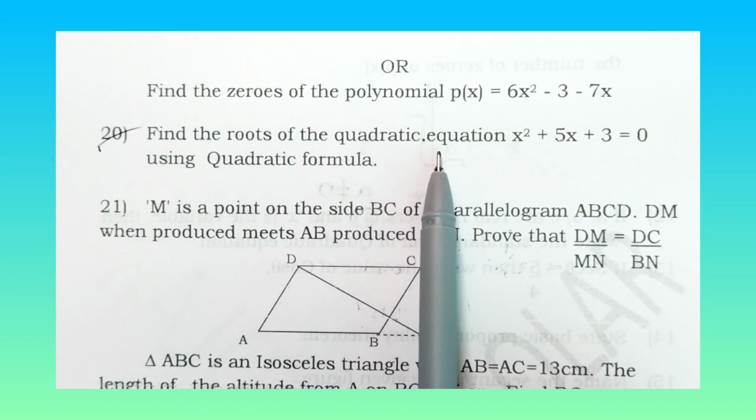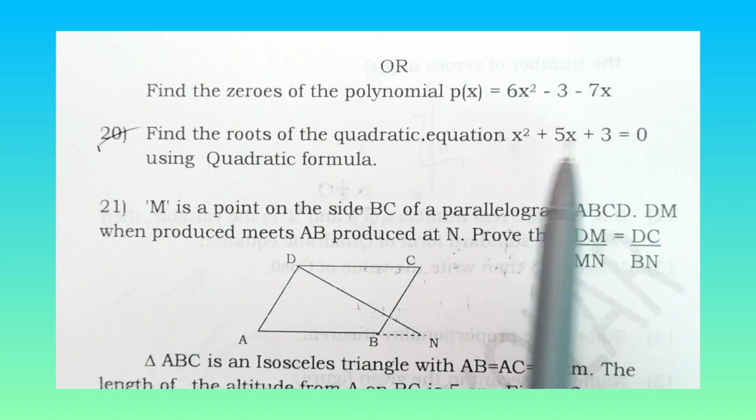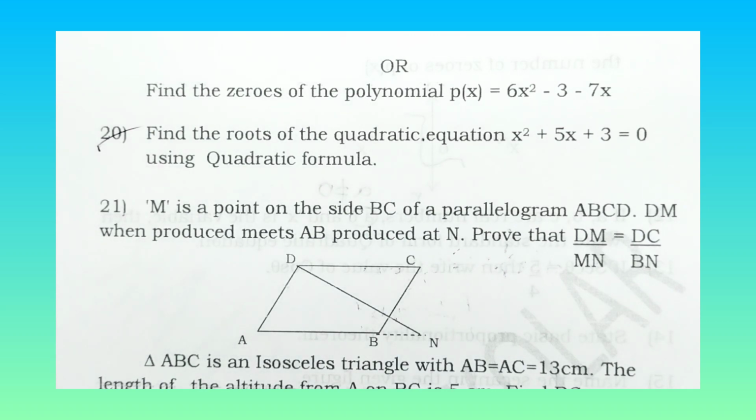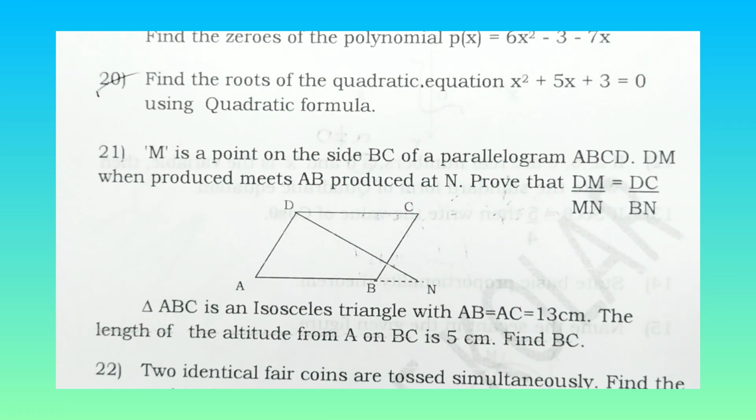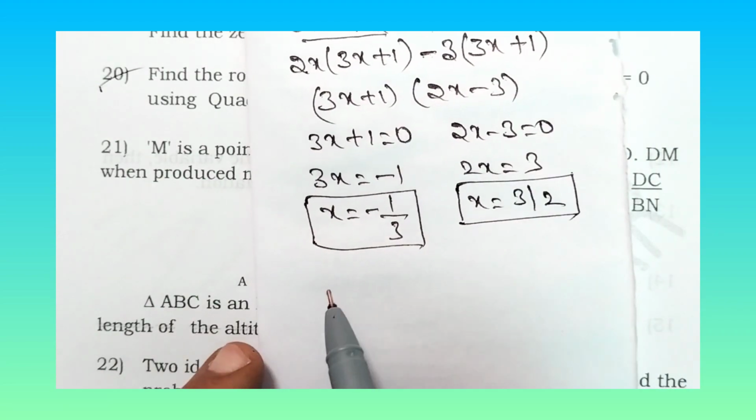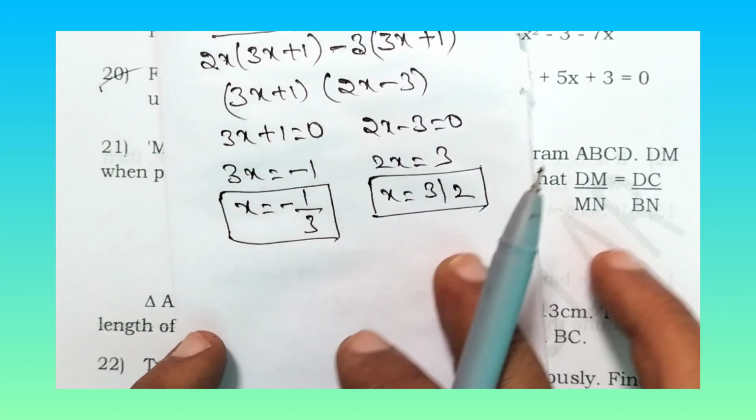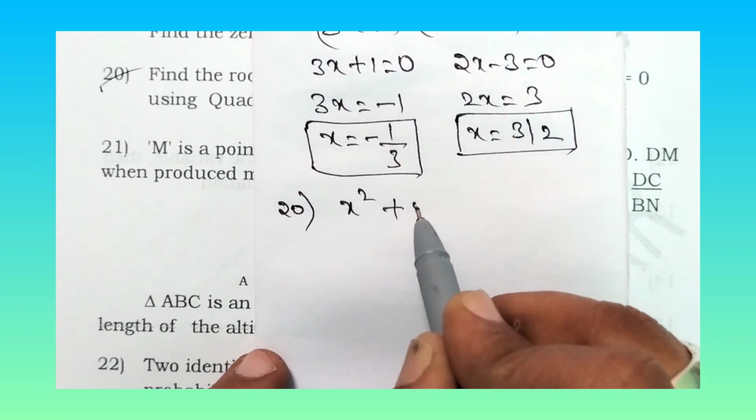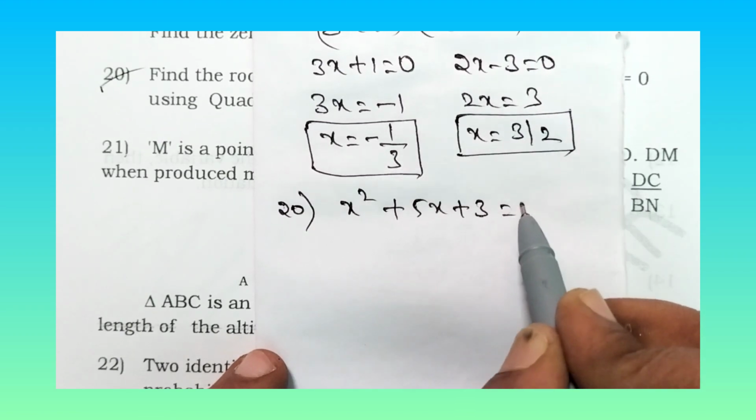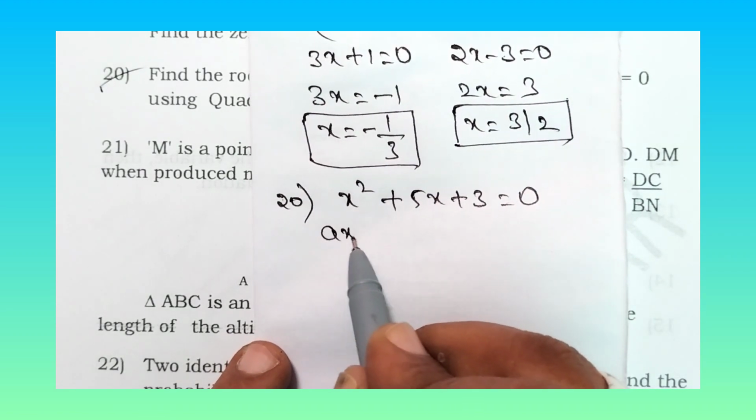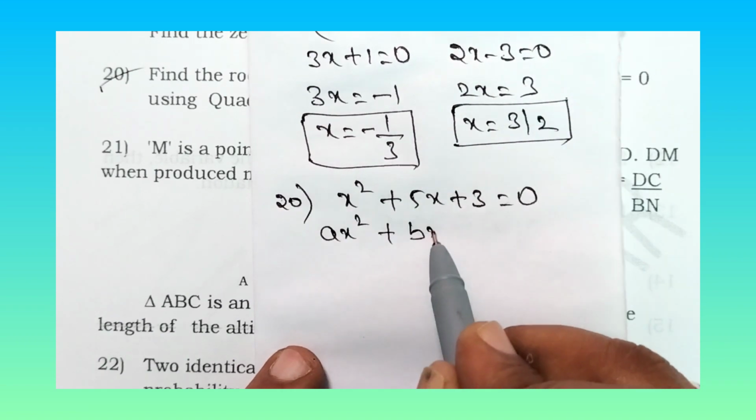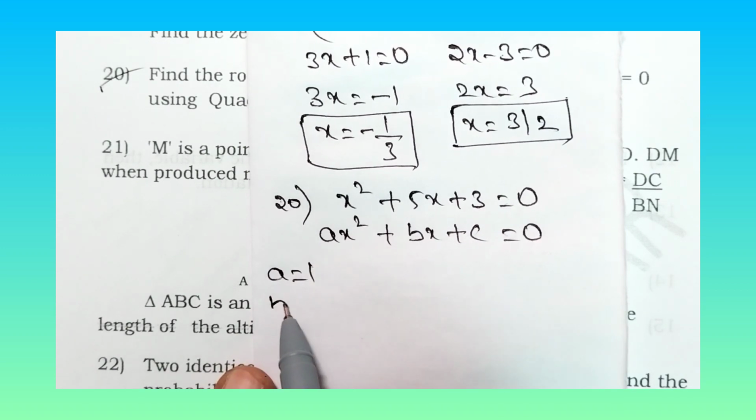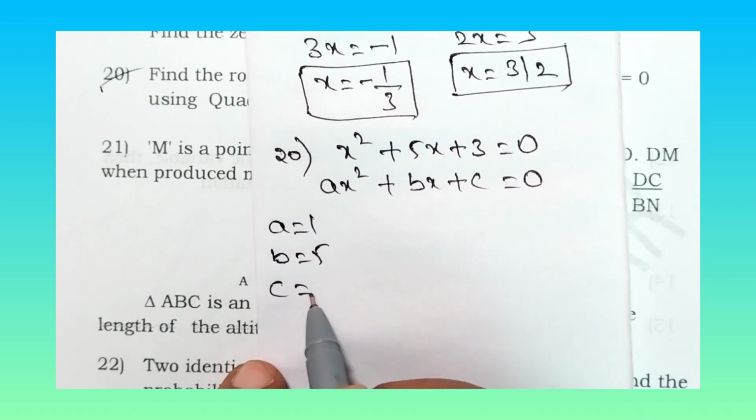Find the roots of the quadratic equation x square plus 5x plus 3 is equal to 0 using the quadratic formula. So by using the quadratic formula, let us find out the roots of the given equation. The equation given is x square plus 5x plus 3 is equal to 0. If you compare to the standard form, ax square plus bx plus c is equal to 0, a is equal to 1, b is equal to 5, c is equal to 3.